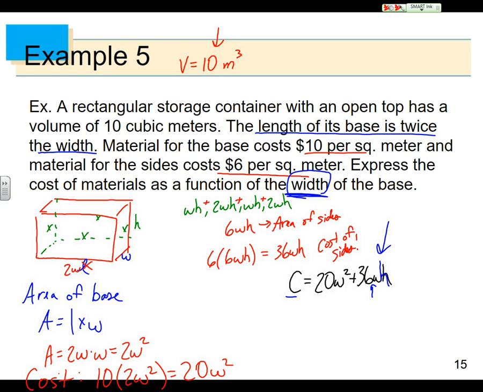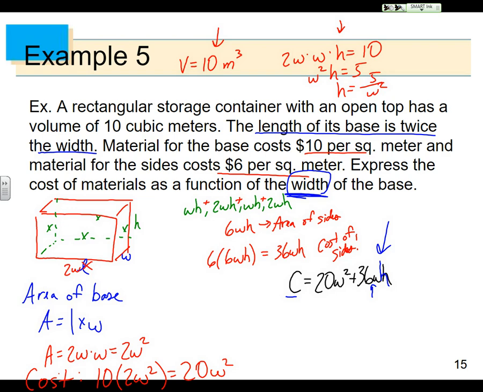So to find the volume of this rectangular storage container, it's going to be length, which is 2w, by width, which is w, by height. If I multiply those three together, I should get the answer to be 10. And the variable I'm trying to get rid of is this h. So I am going to solve this for h. Okay? So I'm going to divide both sides by 2. I get w squared h equals 5. And then divide by w squared. h is actually equal to 5 over w squared.